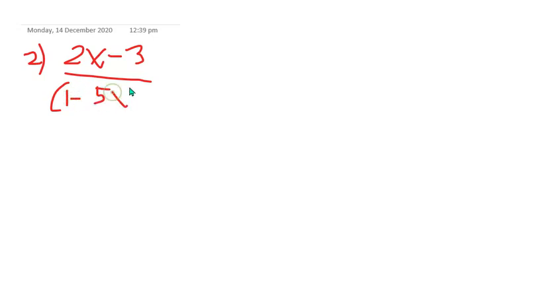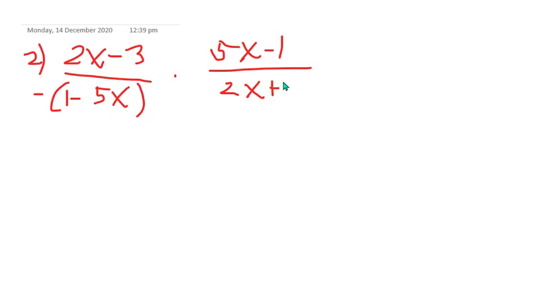Okay, next. If we have (2x minus 3) over (1 minus 5x), this is negative, times (5x minus 1) over (2x plus 3). Okay?